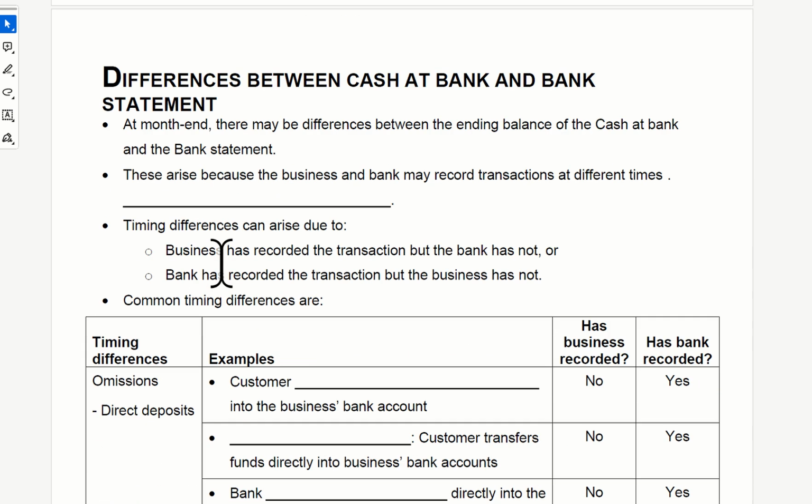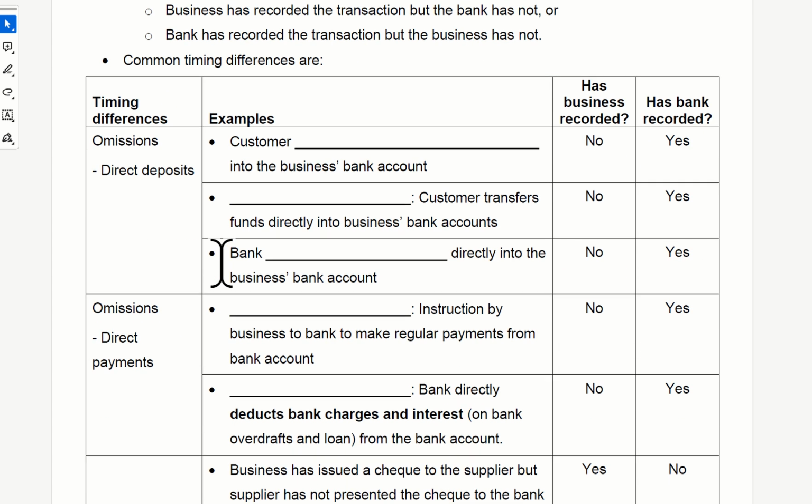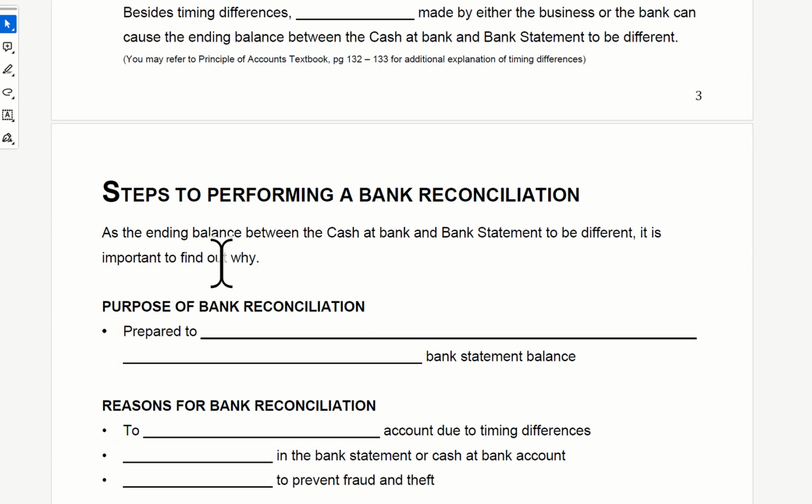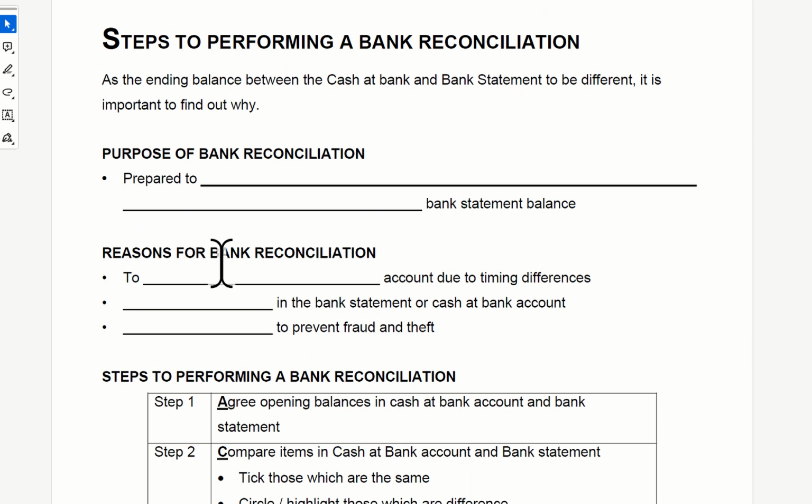In this topic, you will learn specifically how to prepare a bank reconciliation. We're just going to go directly to page 4 first. All right, we didn't do the theory this time. I can do it now in class.